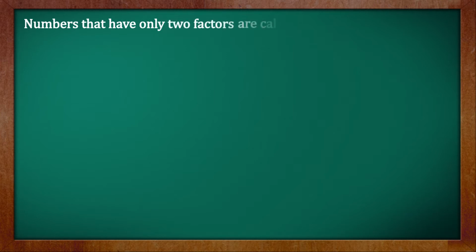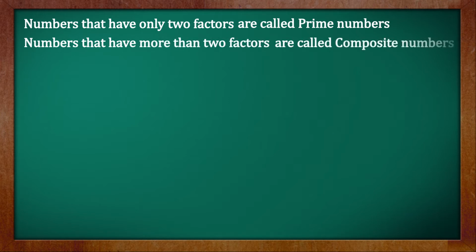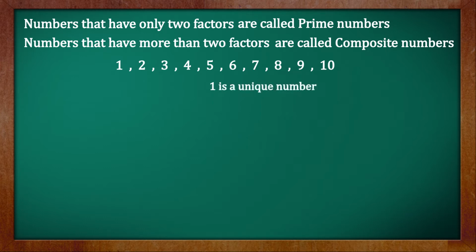Now we know that numbers that have only two factors are called prime numbers, and numbers that have more than two factors are called composite numbers. Using this definition, let us now find out the prime and composite numbers between 1 to 10. 1, now we know, is neither a prime number nor a composite number. It is a unique number.